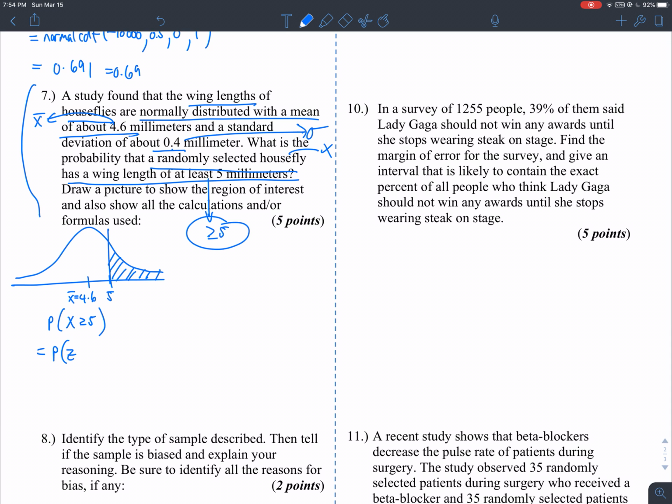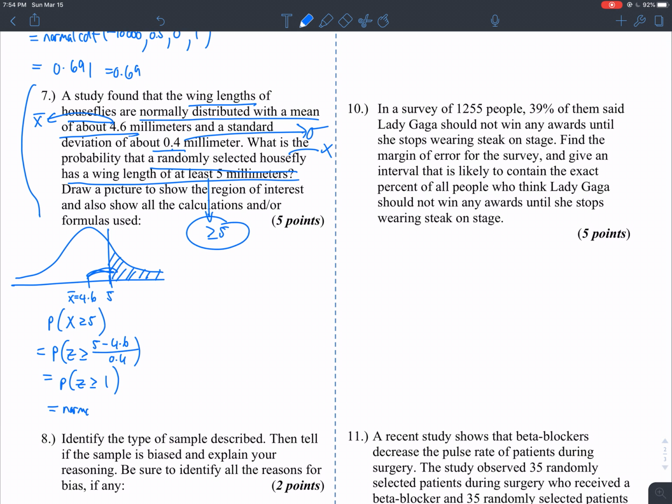And then I standardize. Okay, so I do 5 minus 4.6, which is the x bar, over 0.4, which is the sigma. Okay, and that's the probability that z is greater or equal to 1. And that's right, 1 standard deviation up, that's right. And you do this again.